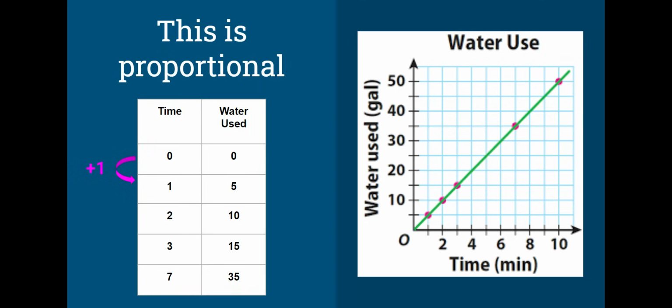As the table goes up 1 in the x column, it increases 5 in the y. It goes up 1 in the x, it goes up 5 in the y. It goes up 1 in the x, 5 in the y. Oh no, it goes up 4 in the x, but it goes up 20 in the y. So it's still going up at that 1 to 5 ratio.